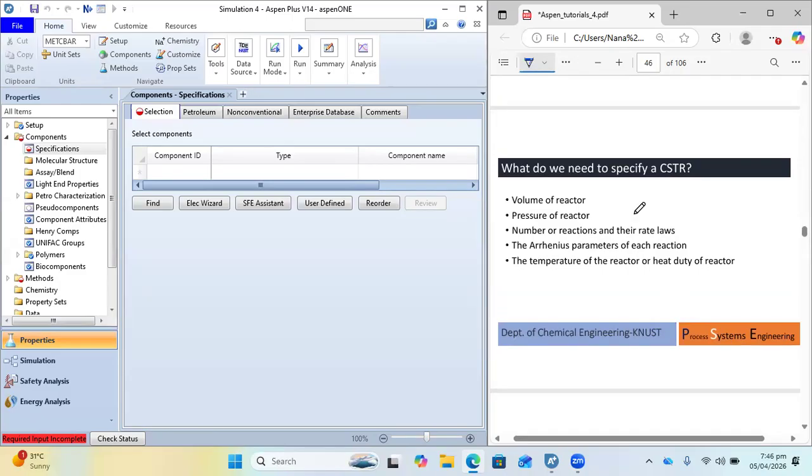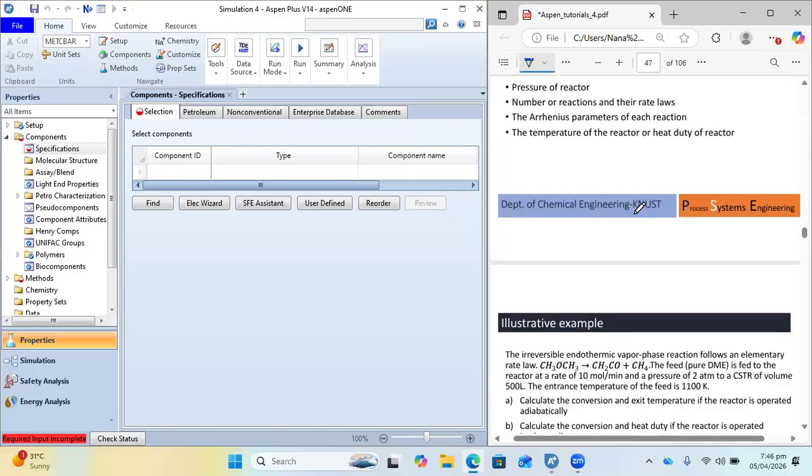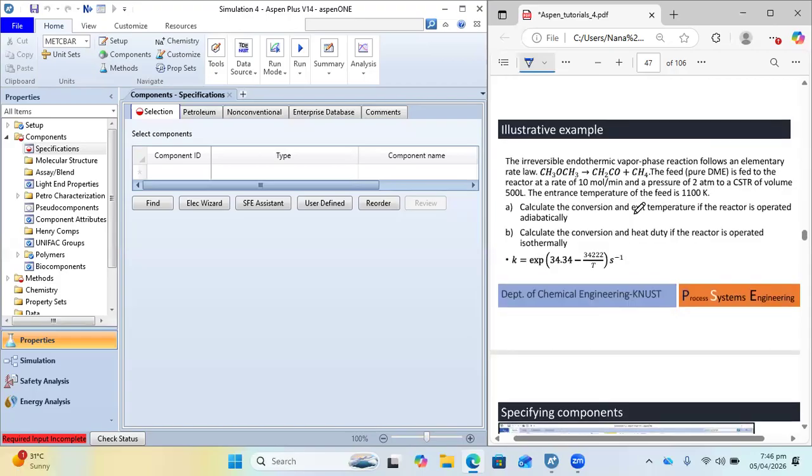So these are some of the important details that we will need when we are specifying our CSTR. Please, in the course of the discussion, if there are questions, you can just stop me and ask me. So we'll try to use an example to really get the concept, how we do the specifications. Okay. So the first question says that the irreversible endothermic vapor phase reaction follows an elementary rate law. So we have our equation there, and we are told that the feed is fed to the reactor at a rate of 10 mole per minute and a pressure of 2 atm to a CSTR of volume 500 liters. The entrance temperature of the feed is 1100 Kelvin. So we just want to try and model this, and then we'll look at the conversion, the exit temperature, and we'll do this when it is first adiabatic and then when it is isothermal.